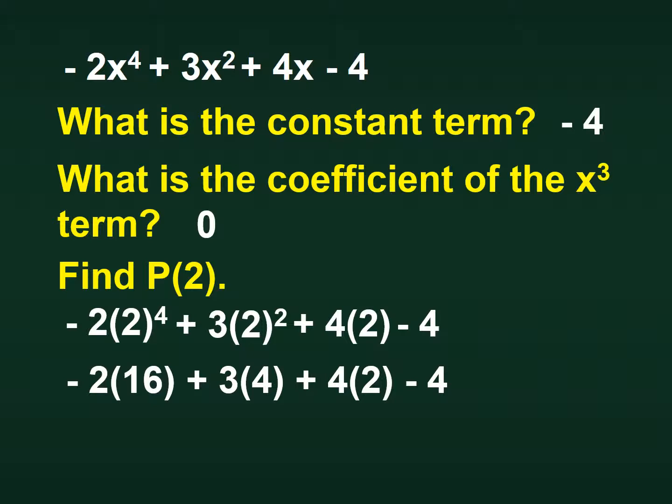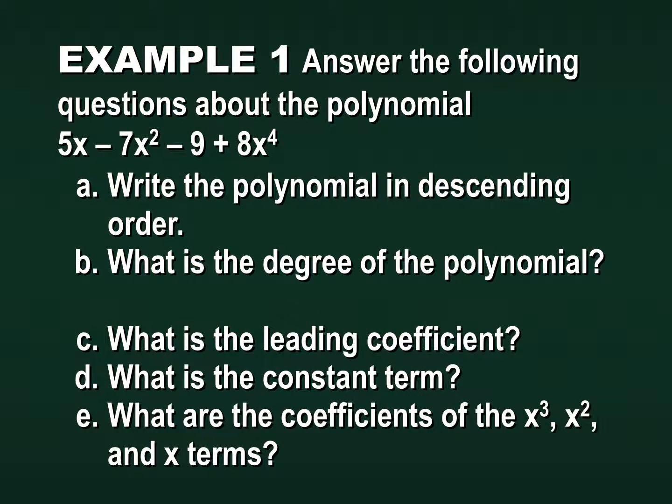Remember, we have to do exponents first, which is what I did here on this line. And then once I do my exponents, then I can multiply, and then I can subtract. So let's go ahead and look at this example together. We want to answer the following. We have the polynomial 5x minus 7x squared minus 9 plus 8x to the fourth.